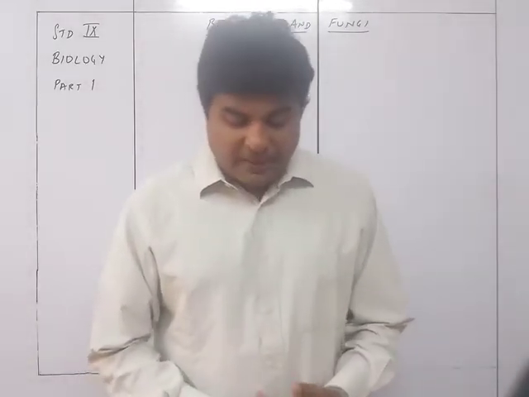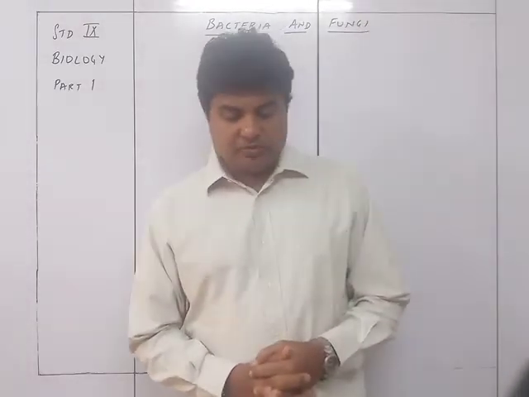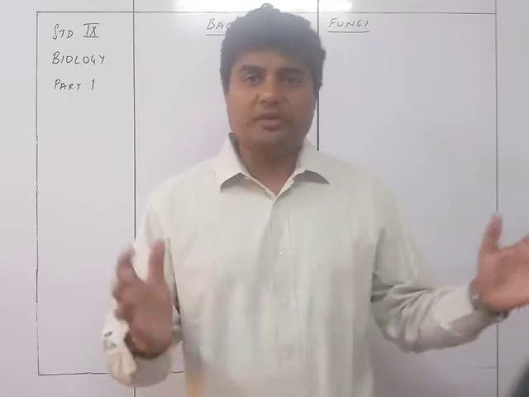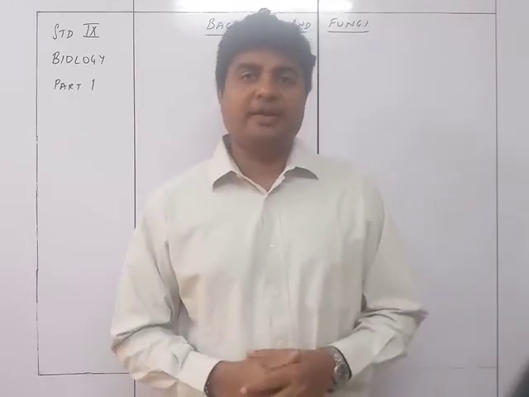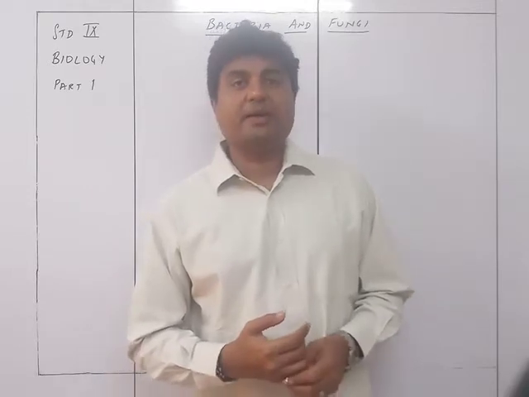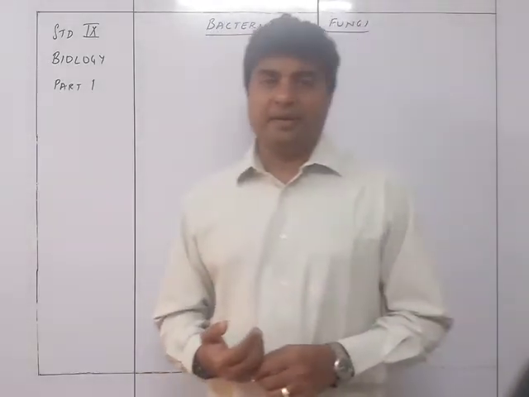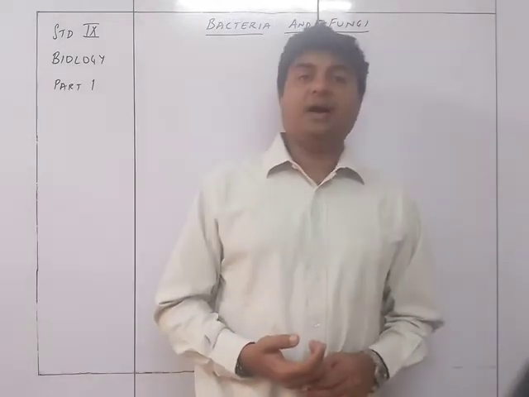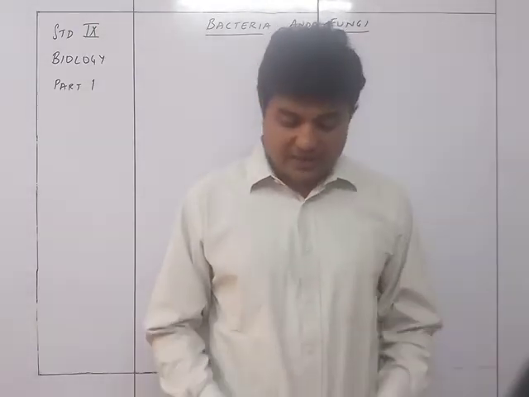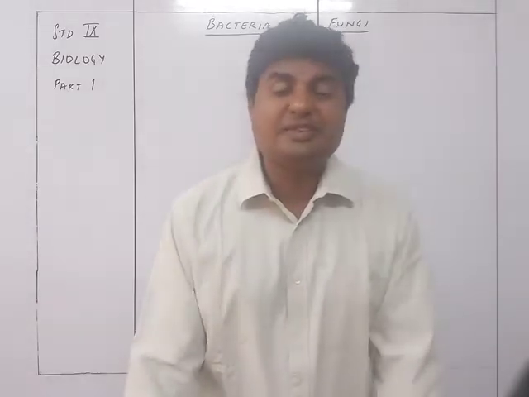Bacteria are primitive organisms made up of single cells. The chapter is divided into 2 parts. One part will be completely about bacteria and the second part will be on fungi. First of all, we will be having the economic importance of bacteria. Bacteria are the most primitive kind of organisms because they are single celled.